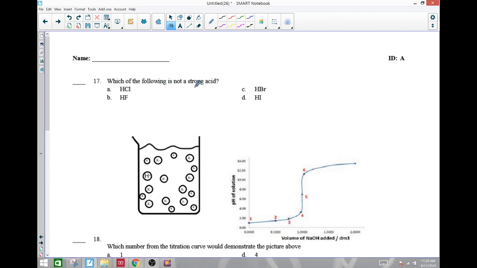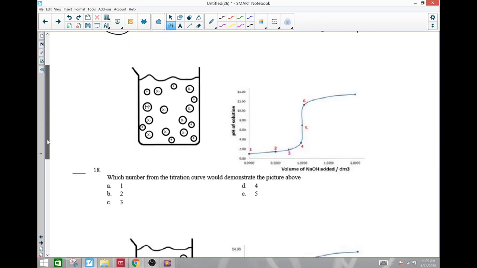Which of the following is not a strong acid? HF is not a strong acid. There are 6 strong acids: HCl, HBr, HI, HNO3, HClO4, H2SO4.